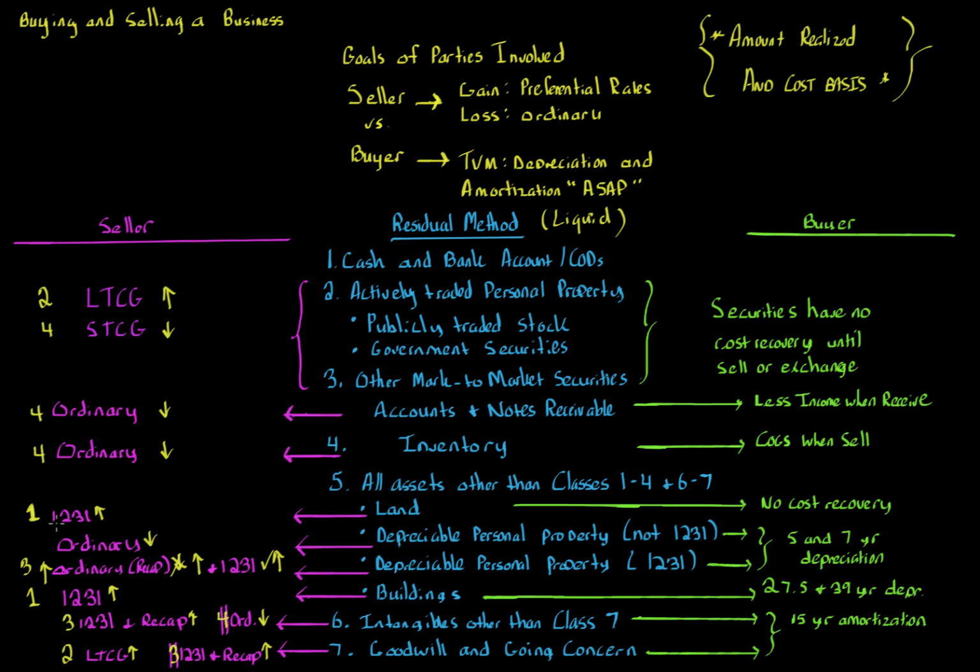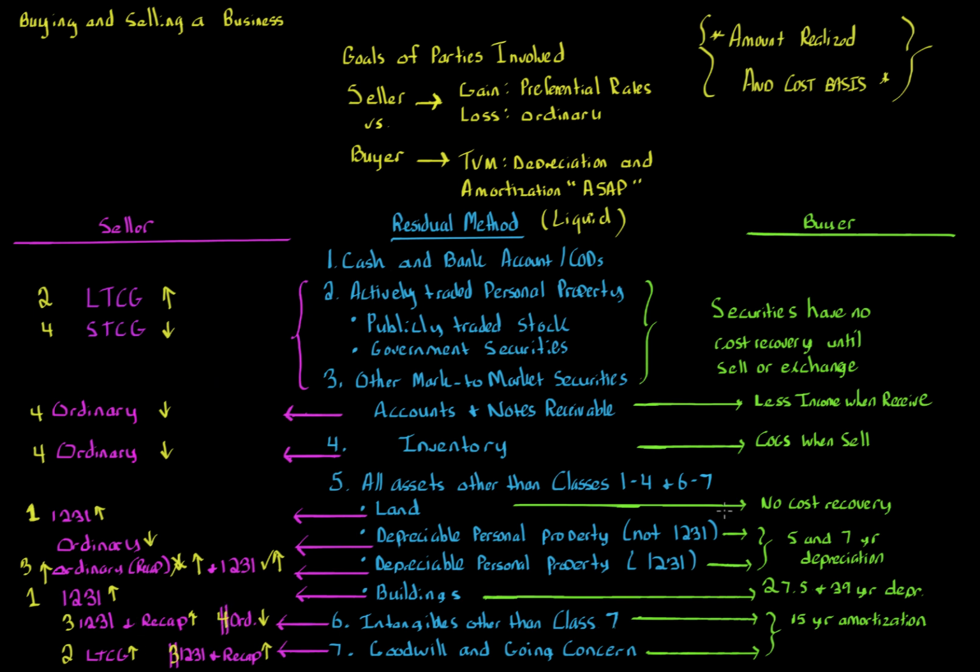Again, first, we want the pure 1231 items. Because again, that's nirvana if you have gains or losses. Second, you want long-term capital gains. Third, you want items that have recapture involved, such as the depreciable personal property or the intangibles that have amortization. And then finally, fourth, any ordinary income or short-term capital gains.